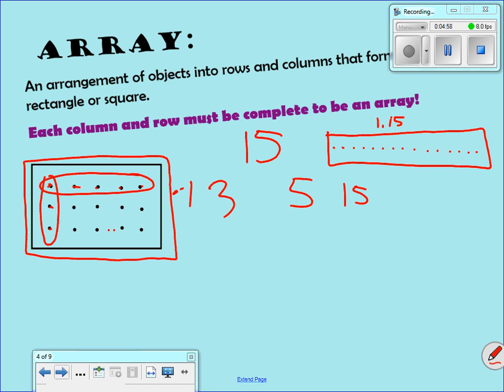Does anyone know of any others that we can think of? Well, we have 2 or 4 left right here, but we know that both of those do not go into 15. So our factors for 15 are 1, 3, 5, and 15.